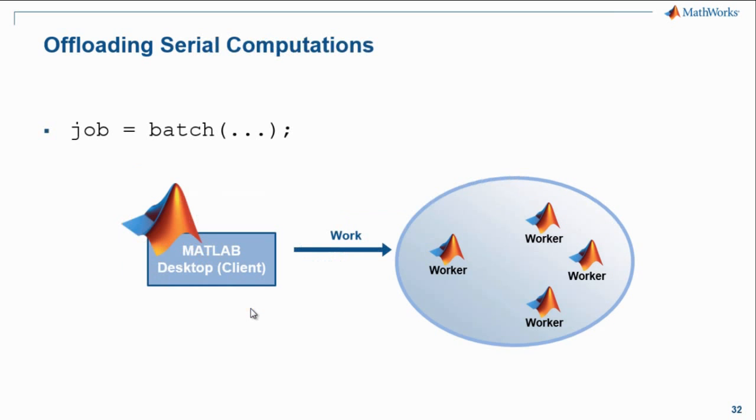So the first way that we're going to do this is using the batch command. And what we're going to do is offload a serial MATLAB script or function. So it's going to be offloaded, it's going to run on one worker. That worker is going to do it and give the results back.